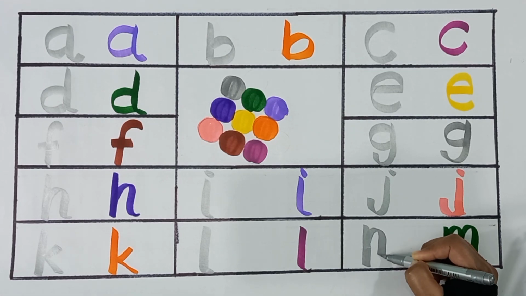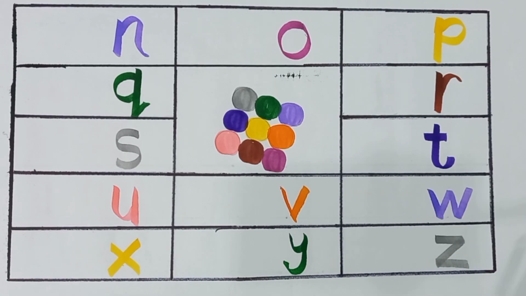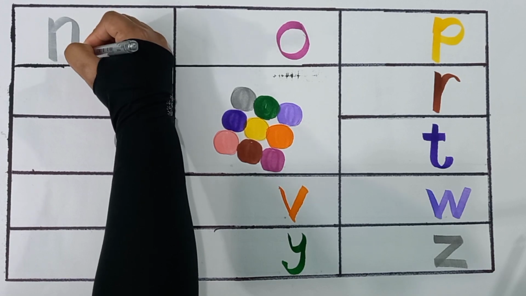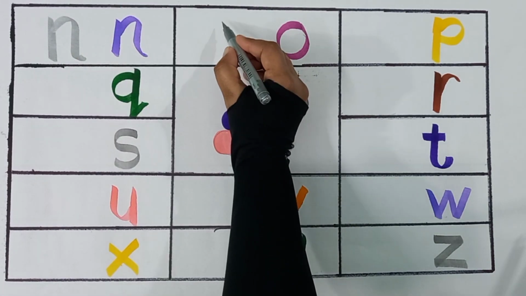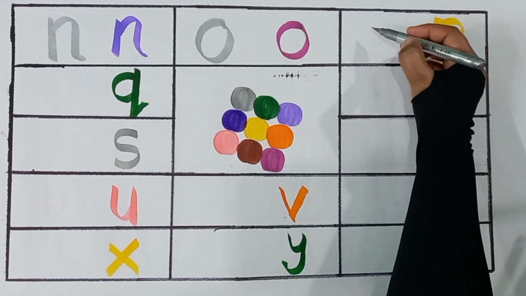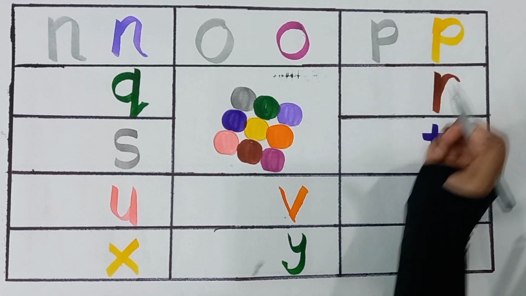M for mushroom, mushroom. N for noodles, noodles. O for octopus, octopus. P for parrot.